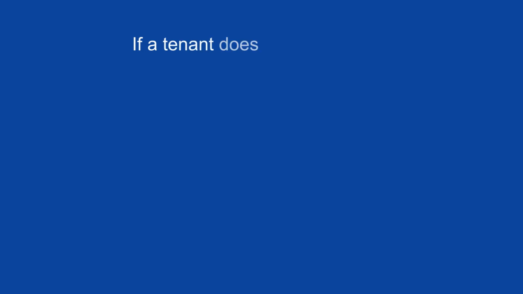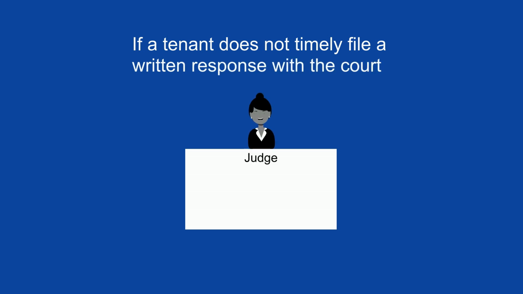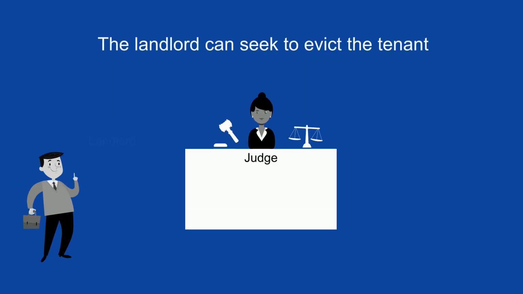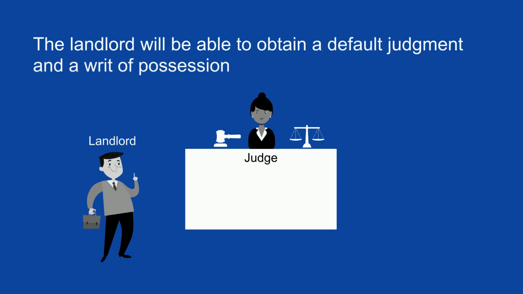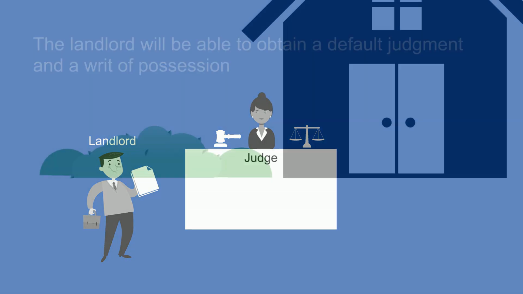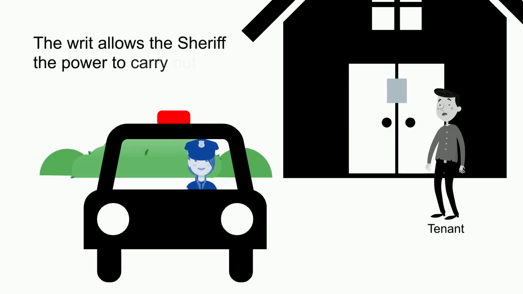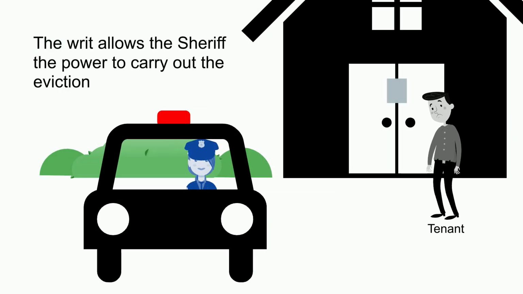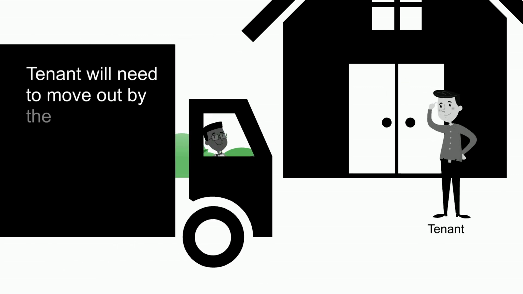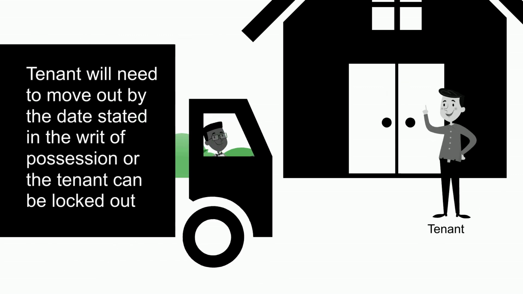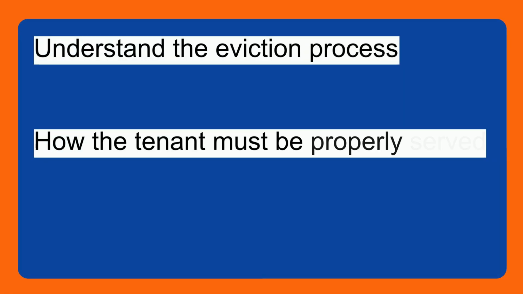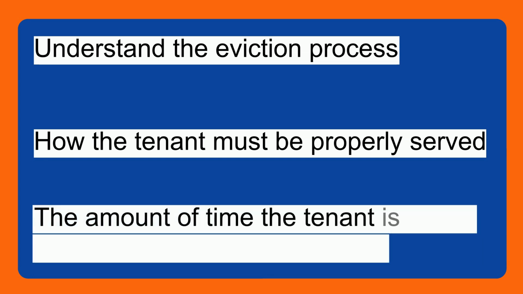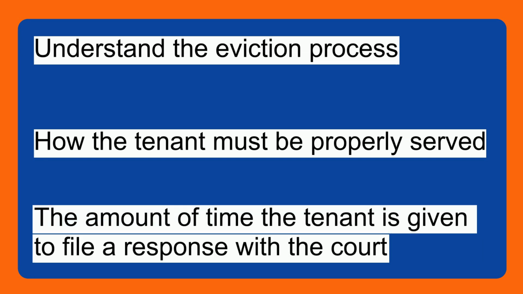If a tenant does not timely file a written response with the court, the landlord can seek to evict the tenant. The landlord will be able to obtain a default judgment and a writ of possession. The writ allows the sheriff the power to carry out the eviction. This means the tenant will need to move out by the date stated in the writ of possession, or the tenant can be locked out. For these reasons, it's important to understand the eviction process, how the tenant must be properly served, and the amount of time the tenant is given to file a response with the court.